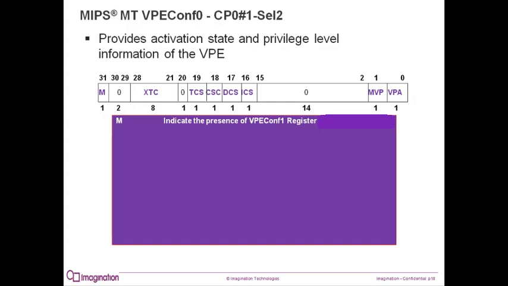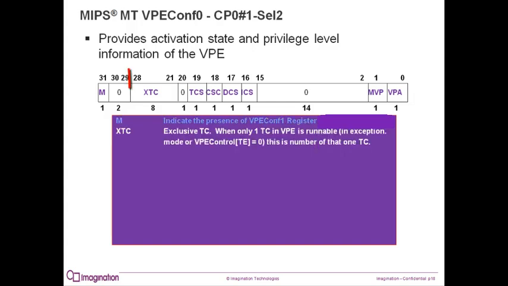The VPE Conf 0 register indicates the activation state and privilege level of the VPE. All fields in the VPE Conf 0 register are read-only in normal execution, but the MVP and AVP fields are writable when the MVP bit is set for the VPE performing the modification.